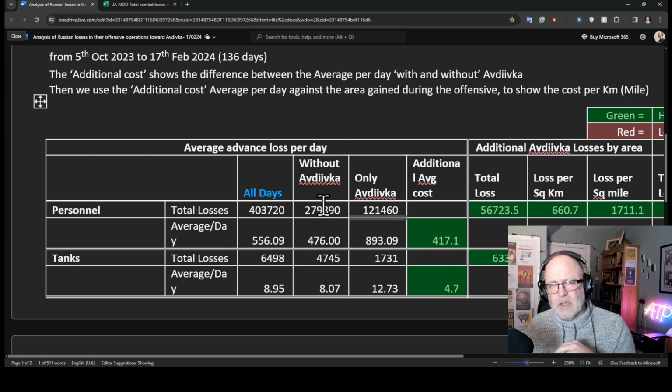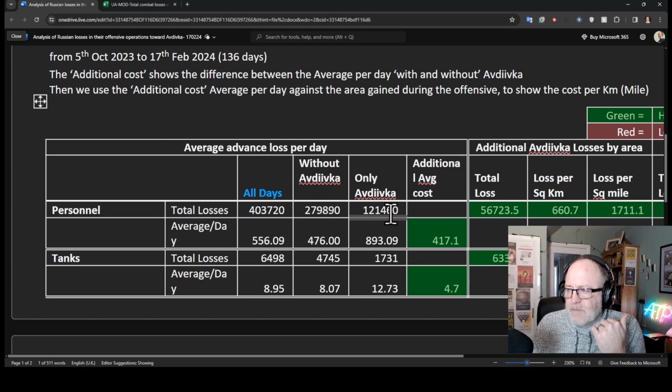So although there could be other flashpoints here and there might be other troughs, essentially we can have a fairly good guess that Avdiivka is costing the Russians, or has cost the Russians, an extra 417 people per day. Now, I've been hearing things recently that they are losing at least 500 people a day for the last few days. So that seems to be fairly on point there.